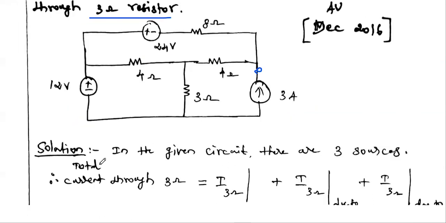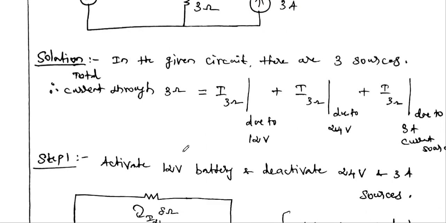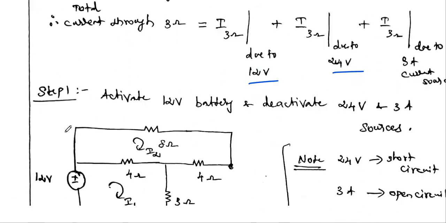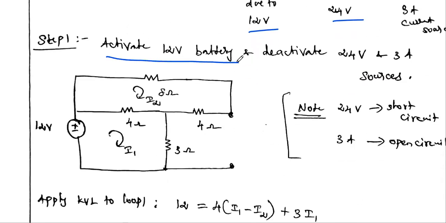Now you see, total current through the 3 ohm resistor is nothing but the current through the 3 ohm resistor due to the 12-volt source, plus the current due to the 24-volt source, plus the current due to the 3 amps current source. We are going to find each current in one step. Step number 1: activate the 12-volt battery and deactivate the 24-volt battery and the 3 amps current source.